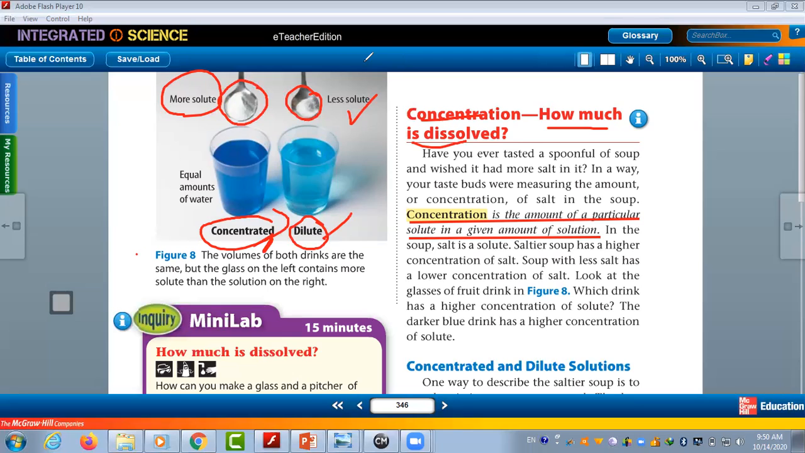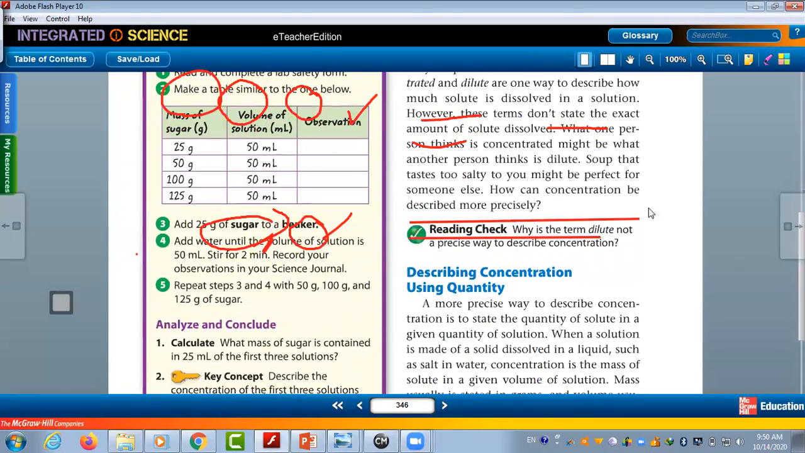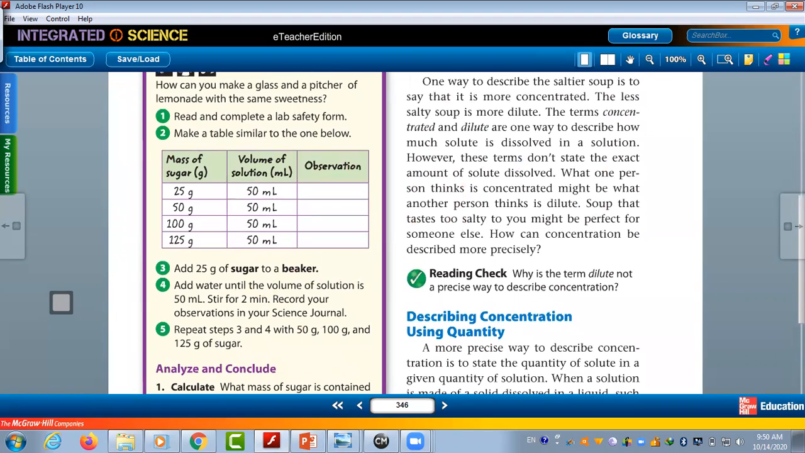We use numbers in science to express things, right? So you can check here, he asked you: why is the term dilute not a precise way to describe concentration? Who can answer this question? When we say dilute, it is right but not precise. Why?